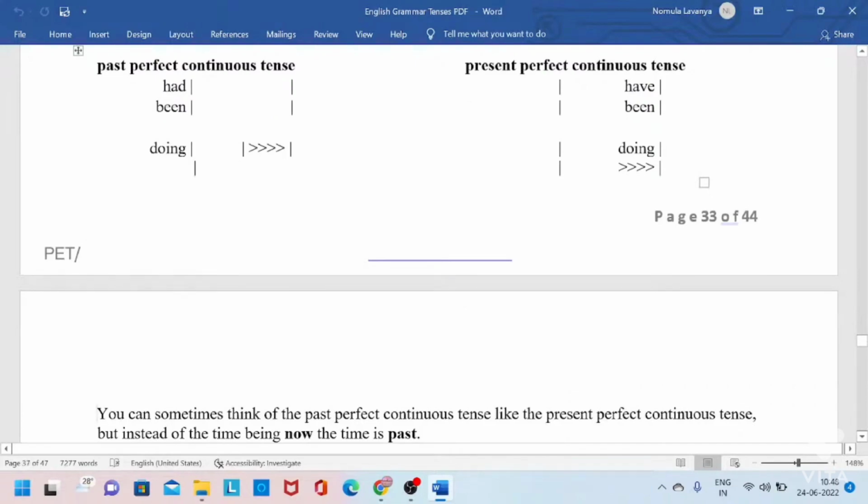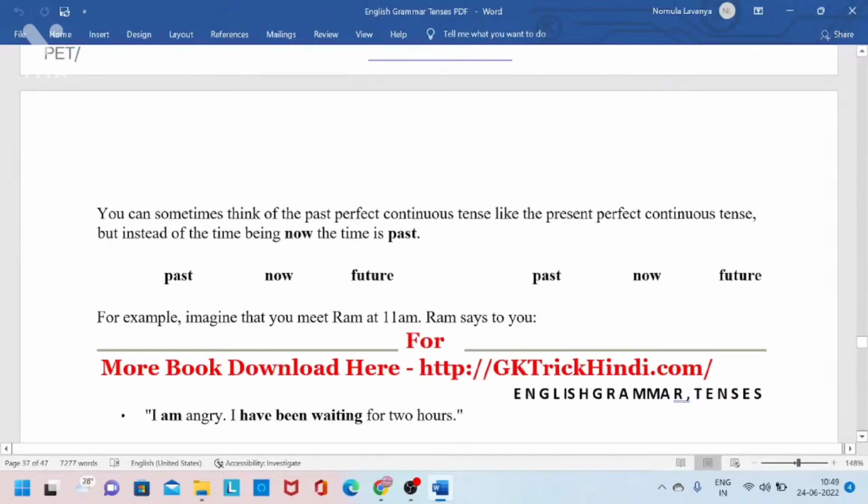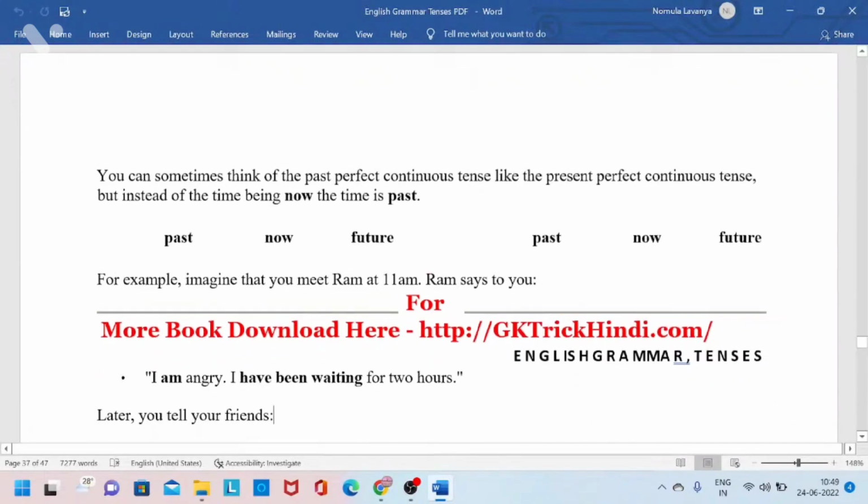So for the past perfect continuous tense, we use had, been, doing. And the present perfect continuous tense is the same, but here it will be have, been, and doing. So it's a simple form, but it's like a trick. For the past perfect we use the auxiliary verb had, and for the present perfect continuous, have. So be careful. You can sometimes think of the past perfect continuous tense like the present perfect continuous tense, but instead of the time being now, the present, the time is in the past.